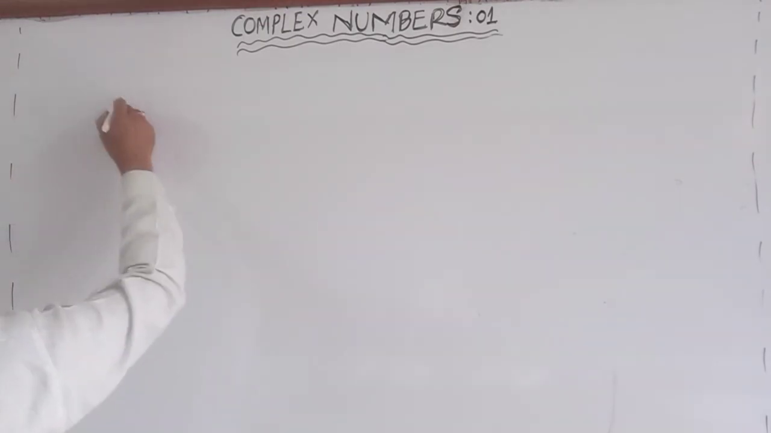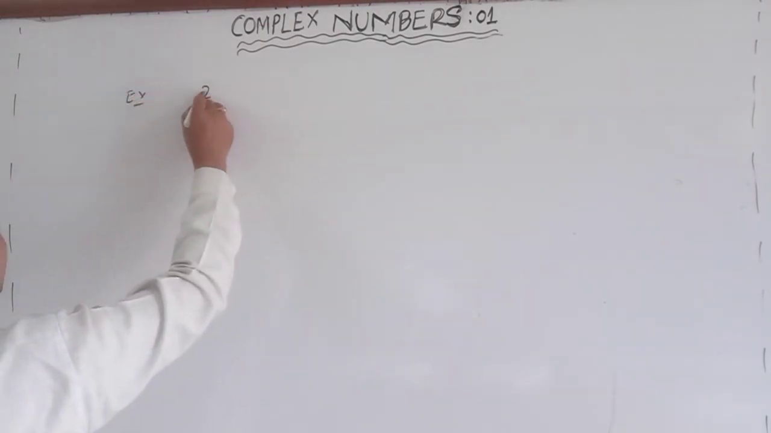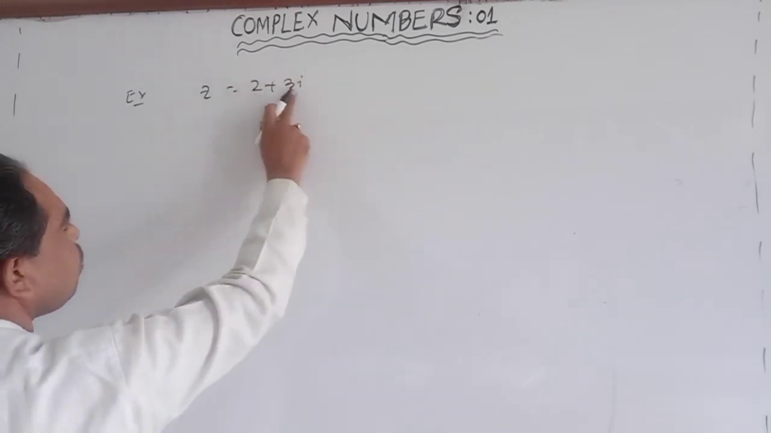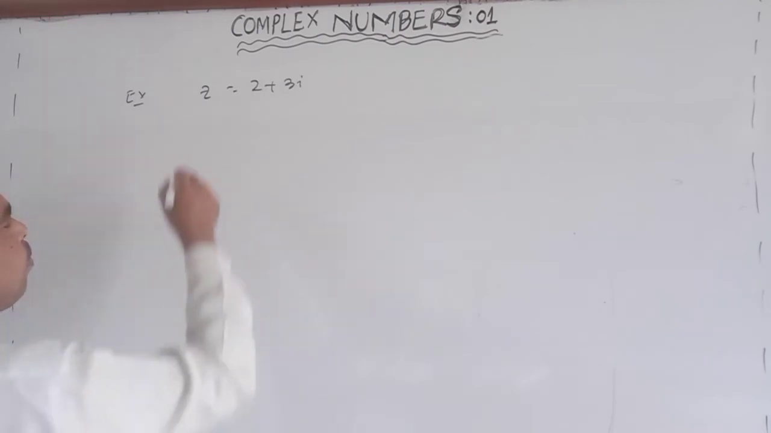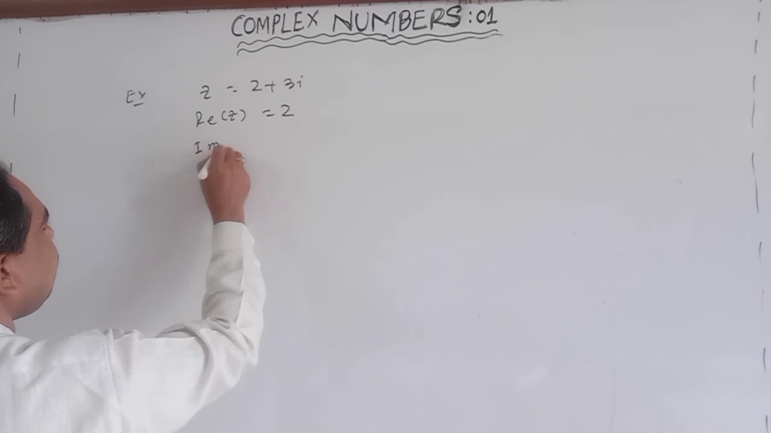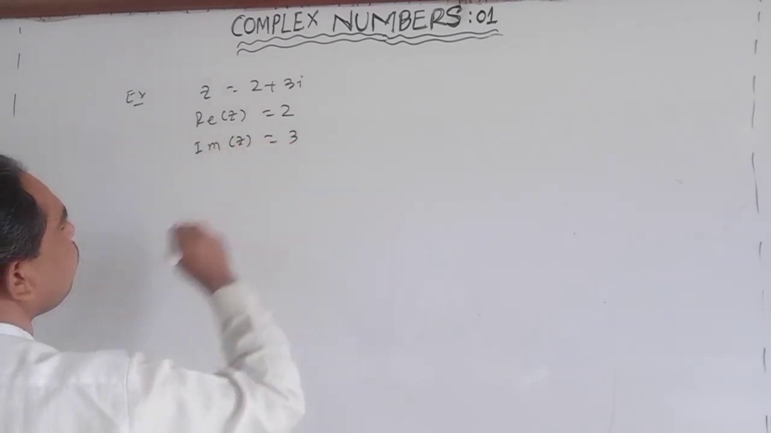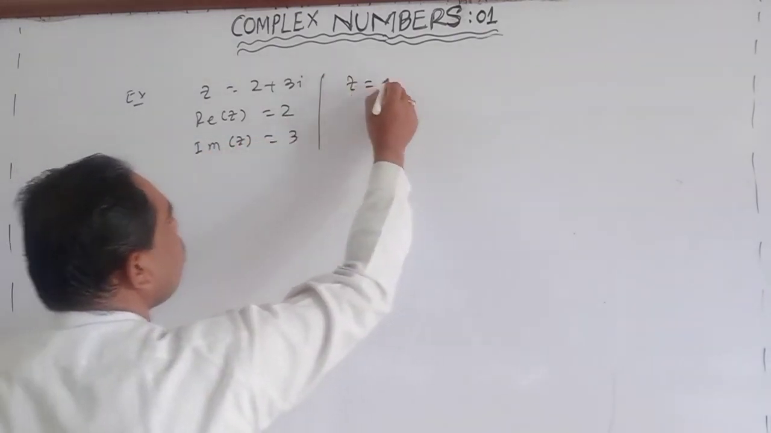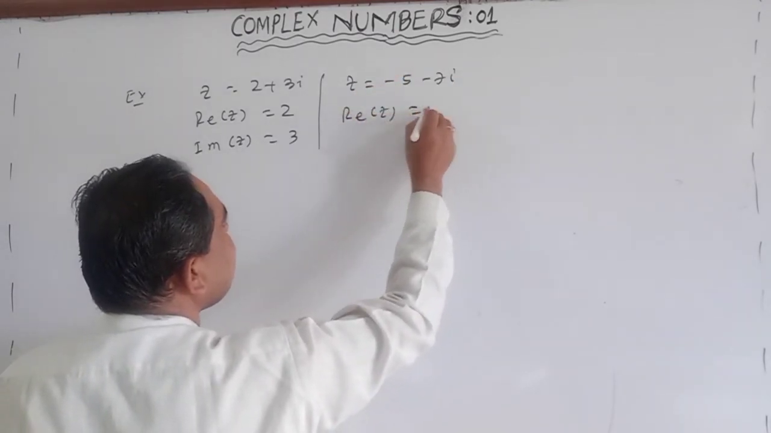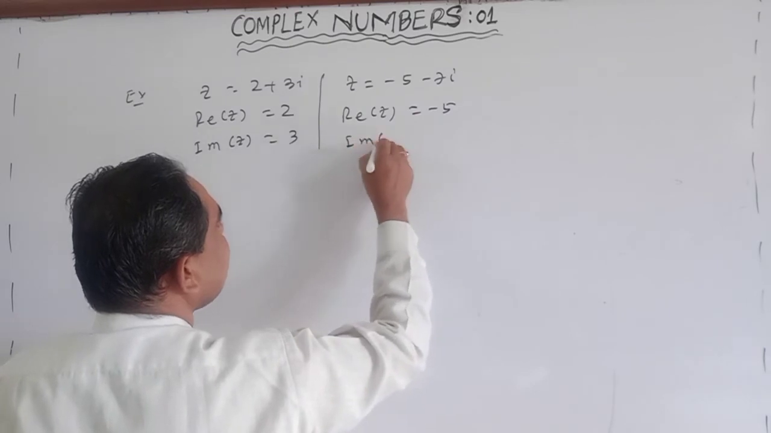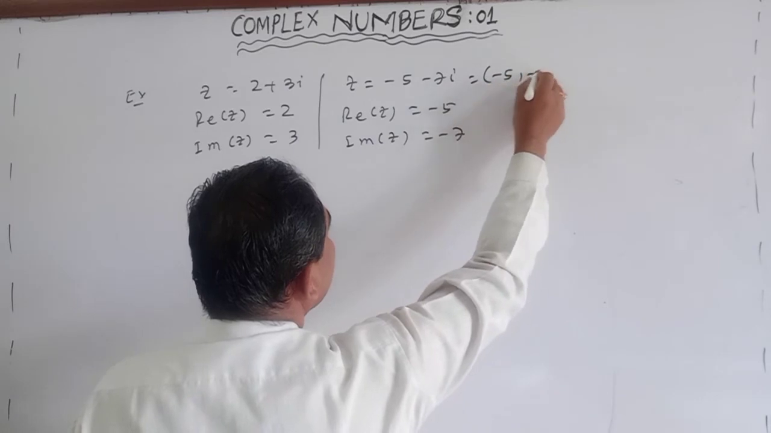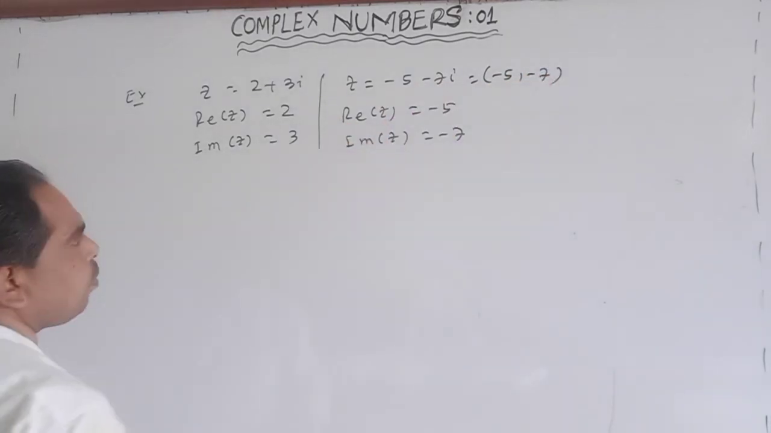Example: z is equal to 2 plus 3i. So 2 and 3 both belong to the real numbers, so Re z is equal to 2, Im z is equal to 3. z is equal to minus 5 minus 7i. Re z is equal to minus 5, Im z is equal to minus 7. So you can write this as minus 5 comma minus 7.